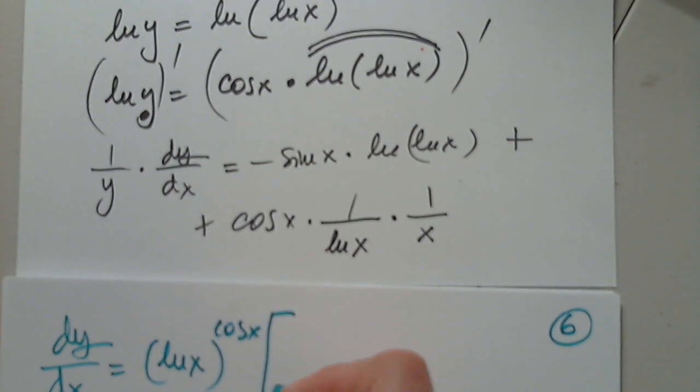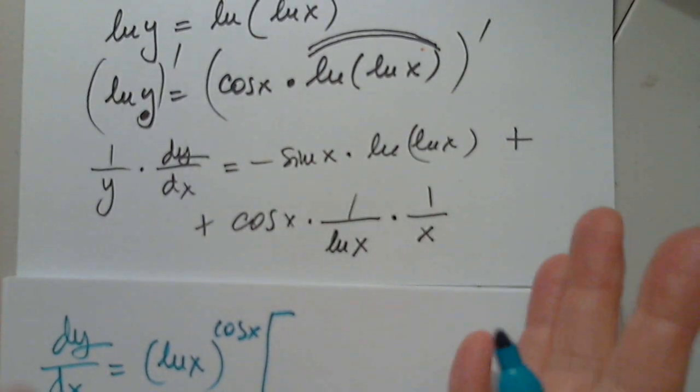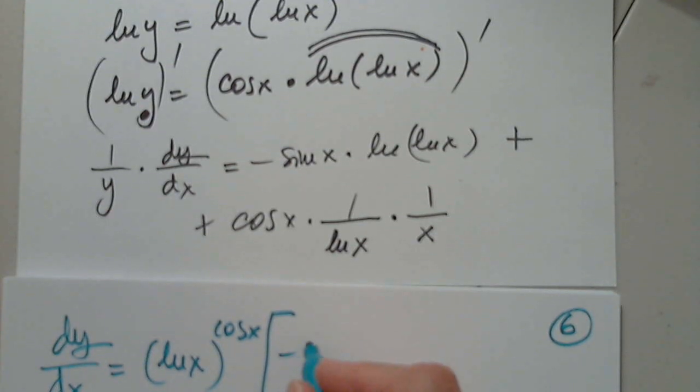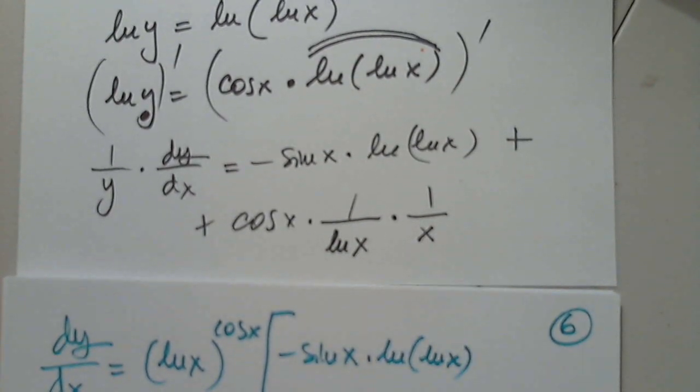Very good. And now let's try to simplify or condense a little bit. So I have negative sine x times natural log of natural log x plus, I'm not going to write it here because it will crash with the page number, cosine x over x times natural log x. Of course, not tangent x. That's it. You're done.